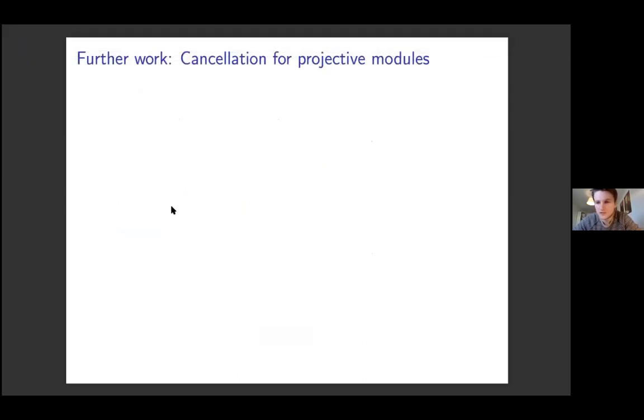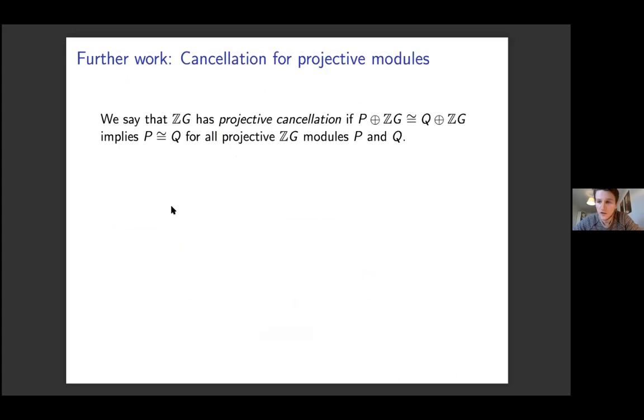So yeah, this is basically getting to the last slide. I'll just mention some further work. So we mentioned the cancellation problem for projective modules. In this particular case of 4-periodic cohomology, something I've been working on recently is basically the general case.